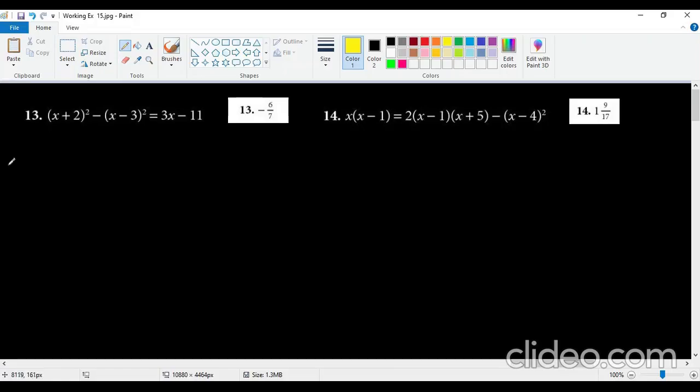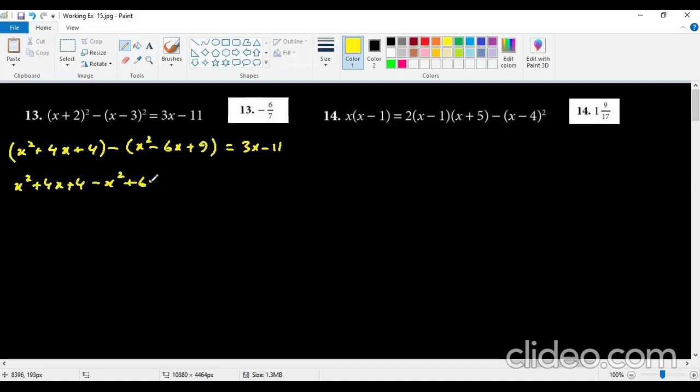This first bracket is going to give us x square plus 4x plus 4, and the second one is going to give us x square minus 6x plus 9, and the right hand side we can just write down as it is right now. So clearing the brackets, it's going to give us x square plus 4x plus 4 minus x square, and minus minus is a plus 6x and minus 9 on the left hand side. Right hand side is going to be the same.